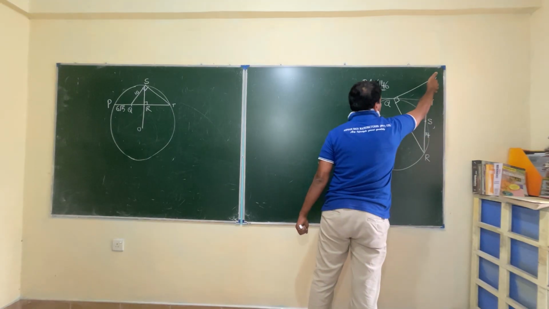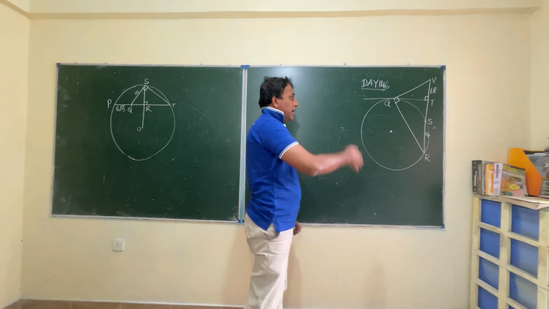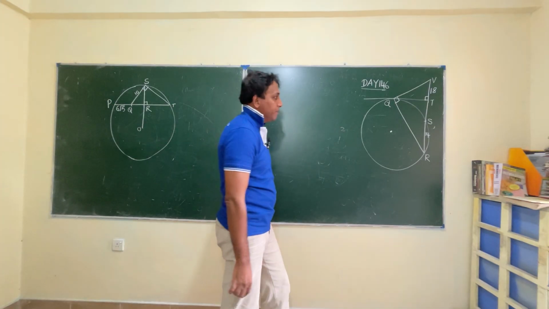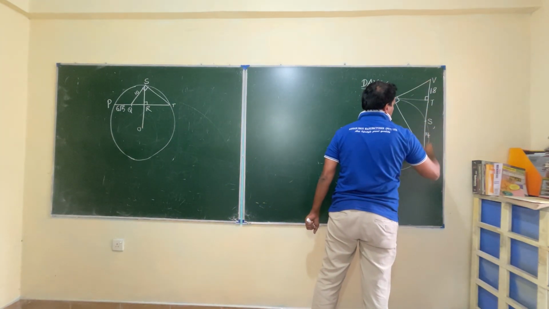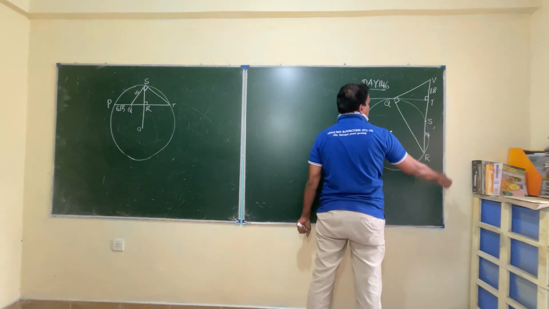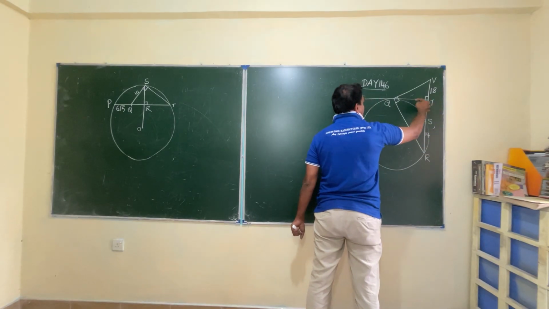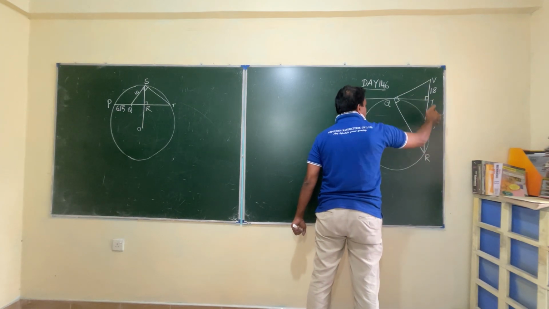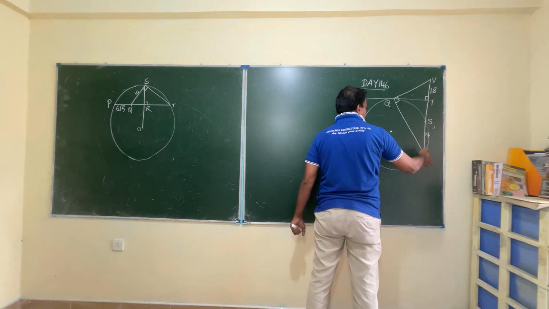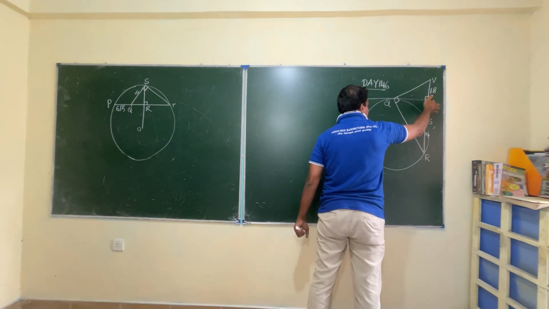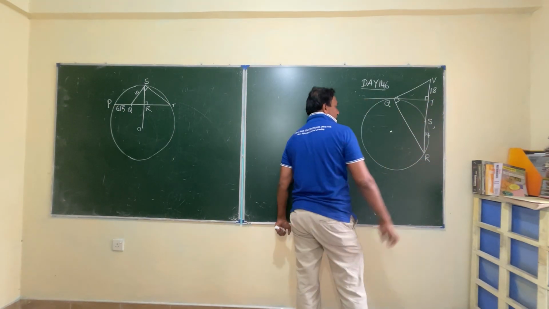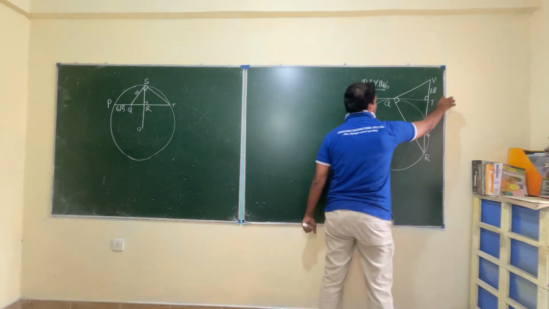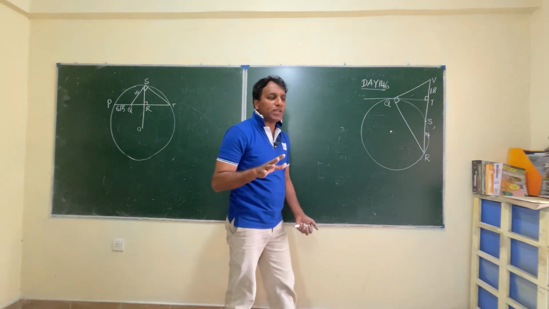A straight line, secant, intersects the circle at S and R, here 14. T is an external point, and a tangent is drawn from T. This is a tangent drawn, and this is a secant. We call it a secant and a tangent, right? This is 18, okay? And find the area of the circle.